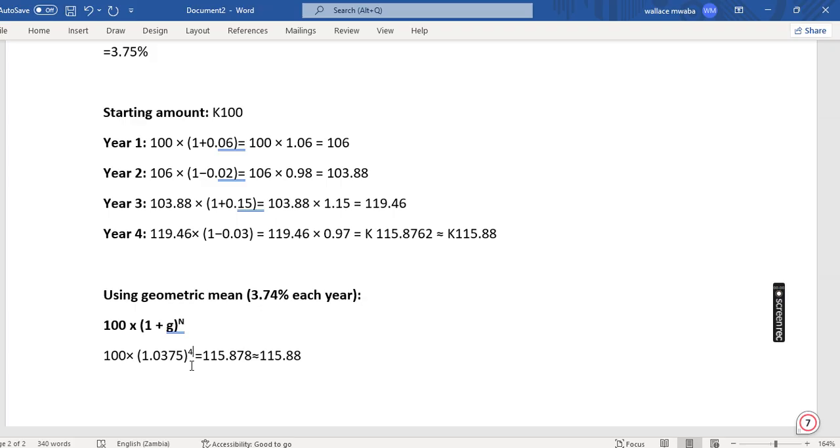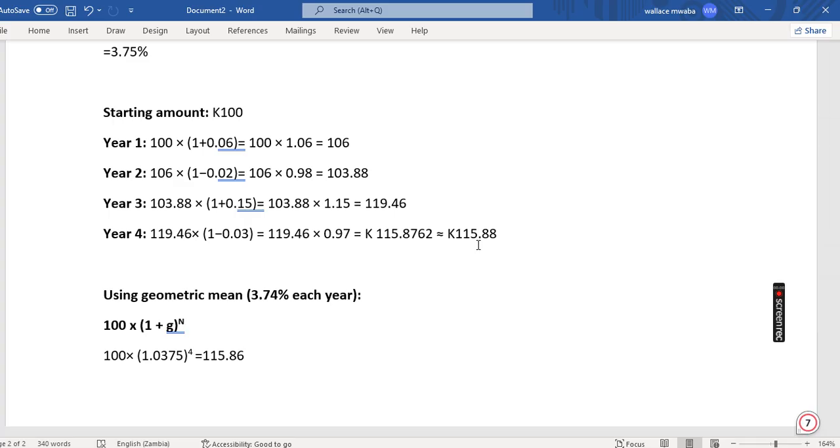So 1.0375 to the power 4, we get 1.158, multiplied by 100, we get 115.86, which is similar to 115.88. So basically that's what the geometric mean is.